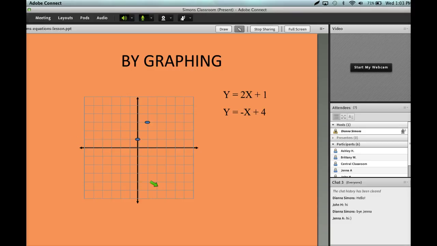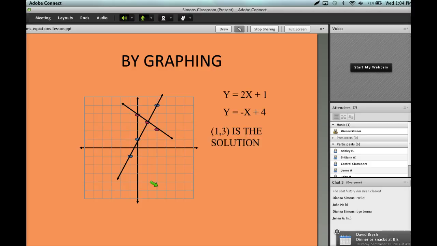And these are just a few points, and we draw a line. You really only need 2 points to draw a straight line. And there we go. So, yes, Brittany.